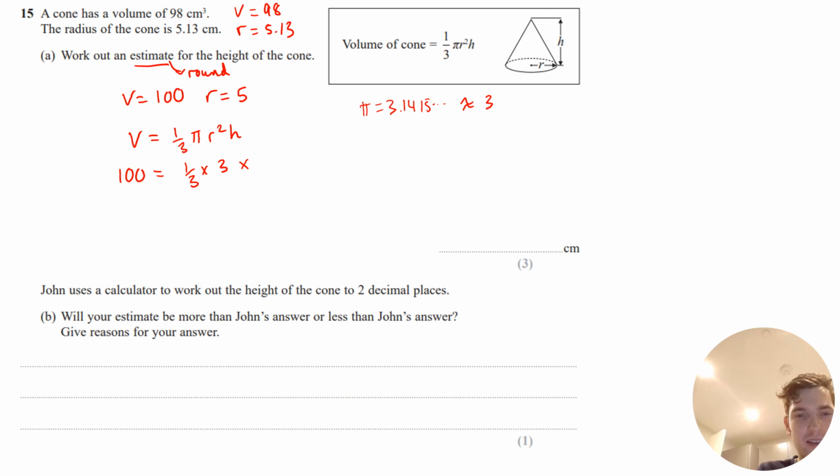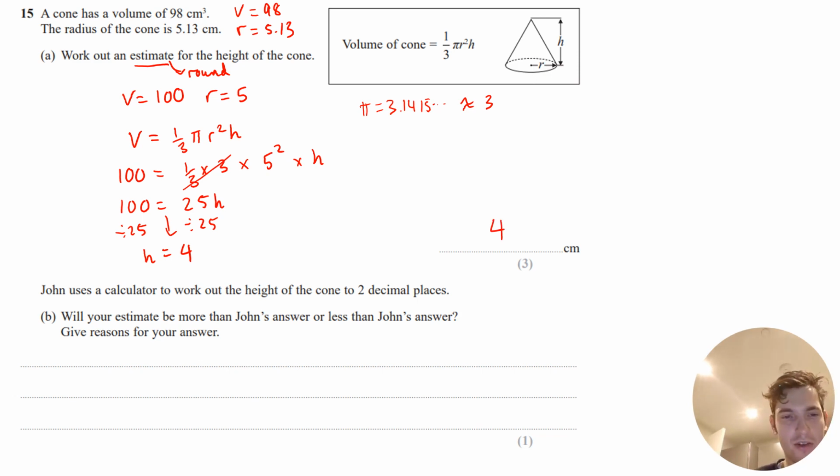I said that my radius I would round to 5. And then I need to find out my height. Okay, so let's solve this equation. Well, a third of 3 is just 1, so I can cross that out. I've got 100 equals 25h. And then that gives me a nice answer for my height, which is 4. So let's write that on my number line, 4.